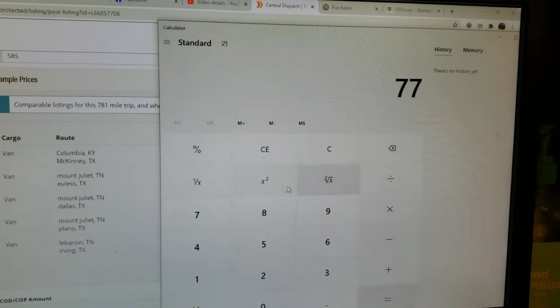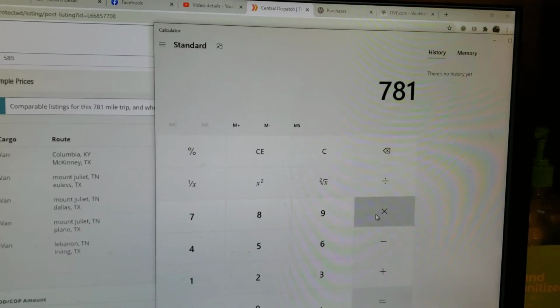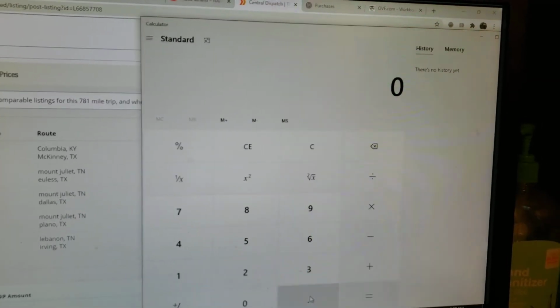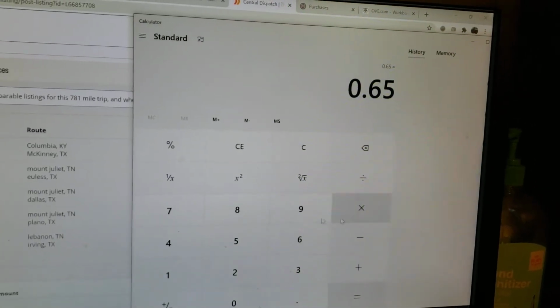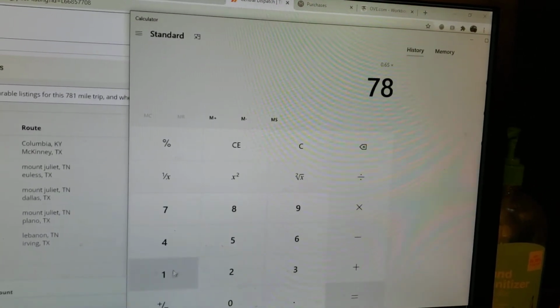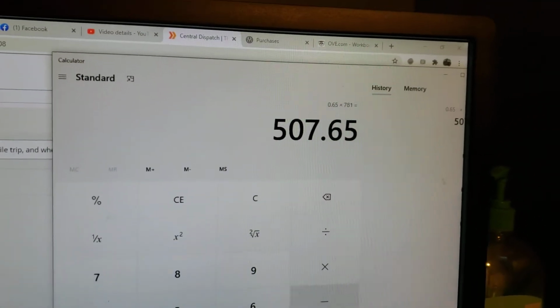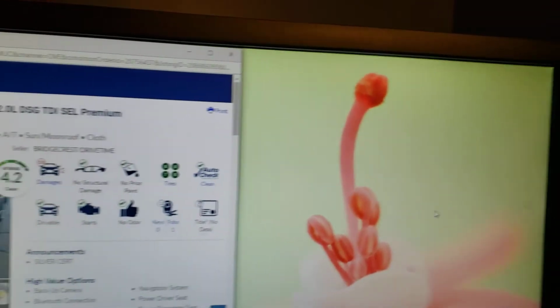So we would take 781 times 0.65 equals, sorry, this calculator is giving me a little bit of trouble, 781 equals, we would post this vehicle on the board for $508. We're posting it for the average rate.